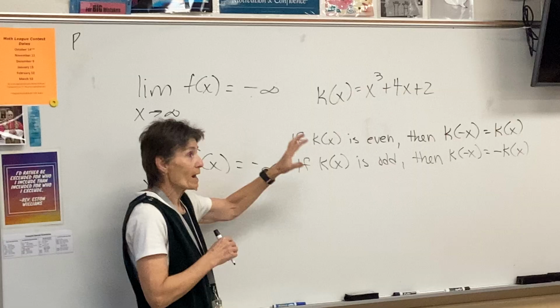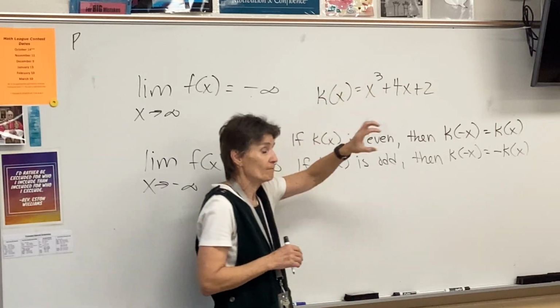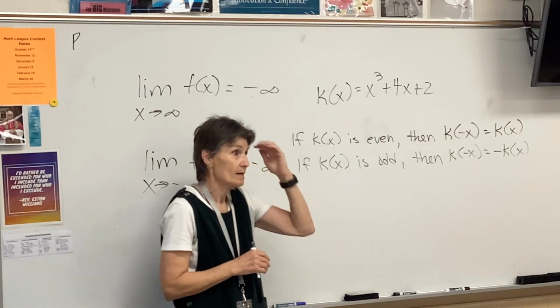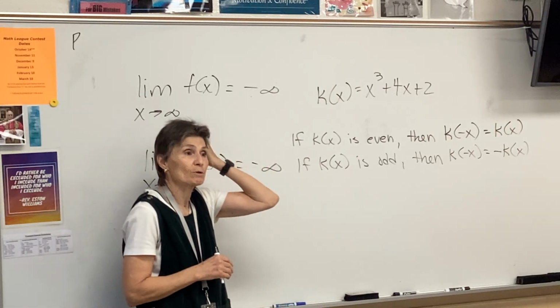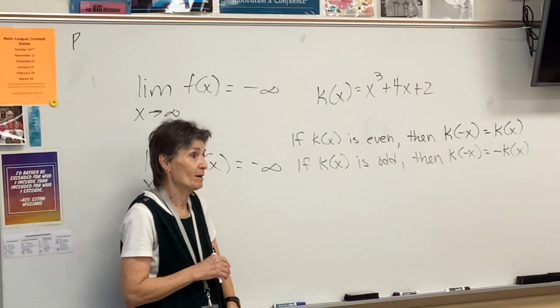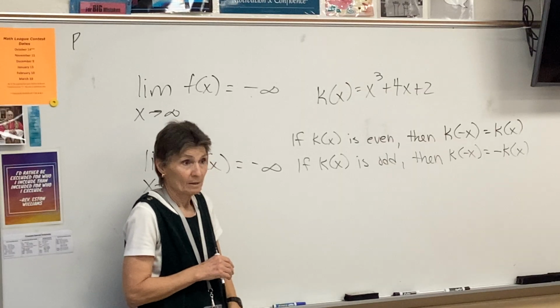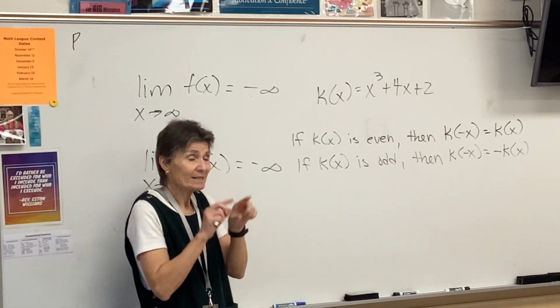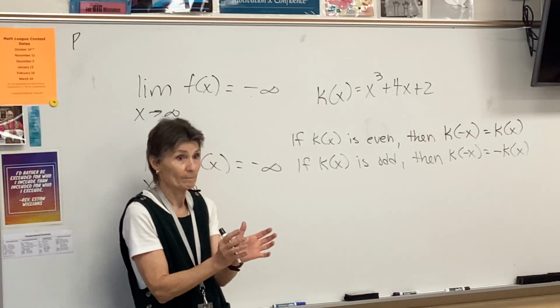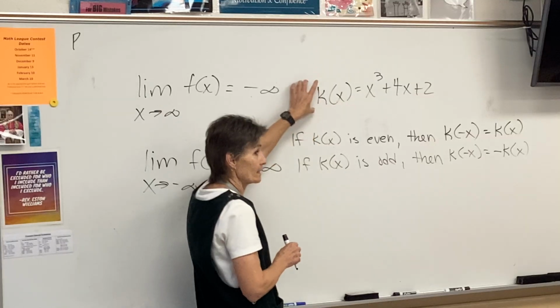If you don't have the equation, if all you have is the picture, then you're going to go with what Charlie said. If you are even, you have symmetry about the y-axis. If you are odd, you have symmetry about the origin. Okay? That is not a proof here. That would be if you were addressing a picture. We are addressing an equation.